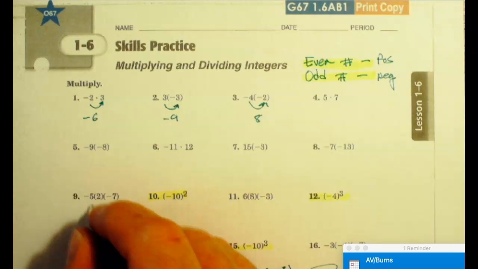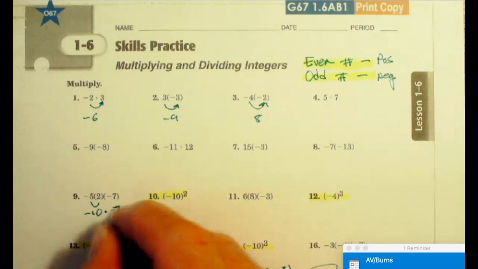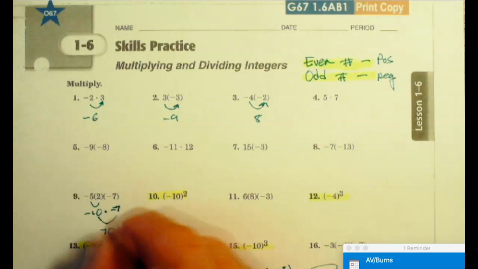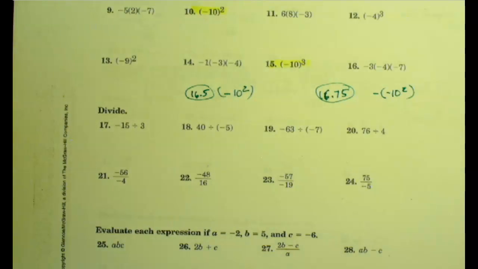How about number 5? 5 times 2 is 10. It's going to be a negative 10 because there's one negative symbol. Then I'm going to take that times 7, and that's a negative 7. So now I've got a negative times a negative. This is going to give me 7, but I got two negatives, so it's going to be a positive 70. So let's continue here and get into something a little bit more interesting.